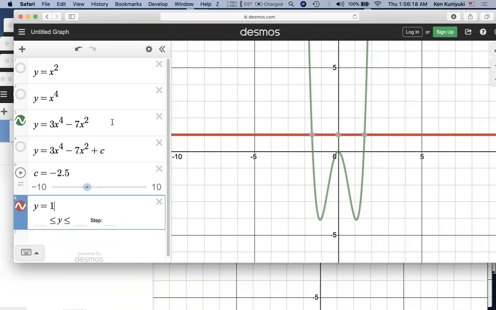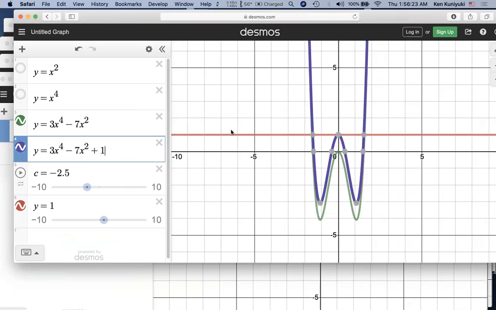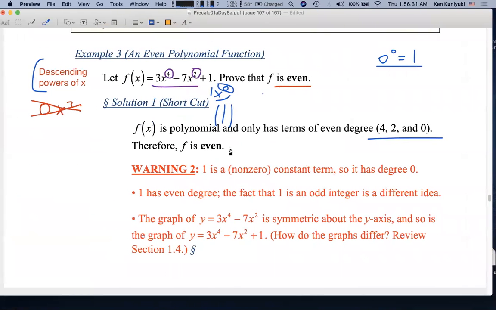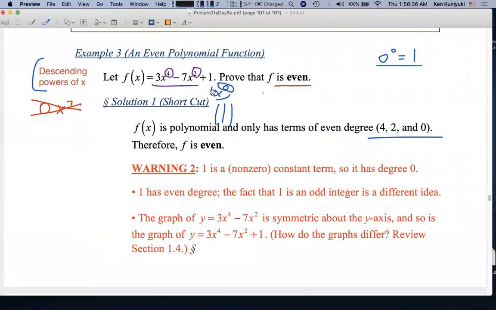When you add these two together, put a plus 1 over here, you still retain the even property. The green graph plus the red graph is the purple graph. You still retain the even property. All constant functions are even, because you can pull this stunt. 1 is 1x to the 0, 2 is 2x to the 0, pi is pi x to the 0, and so forth.